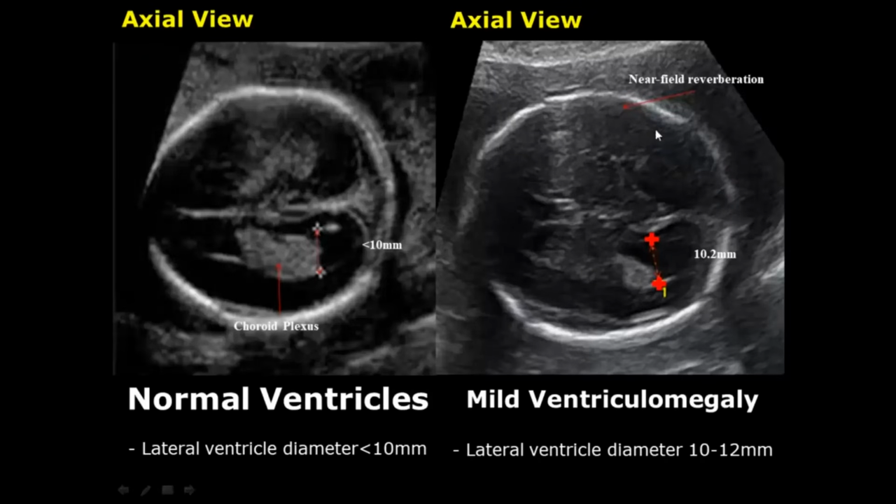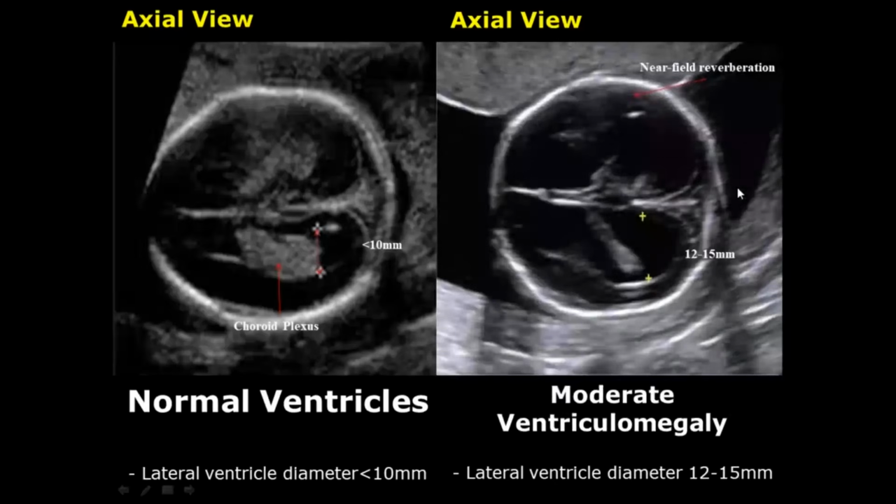And we do not see this area clearly because of the near field reverberation artifact, which occurs due to the skull bone. Because in the upper part of the image, the ultrasound beam has higher energy. So there are a large number of reflections in this area.